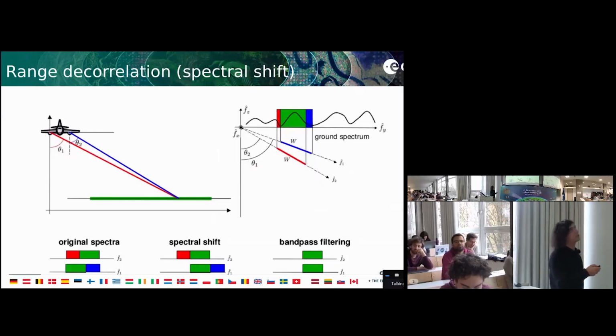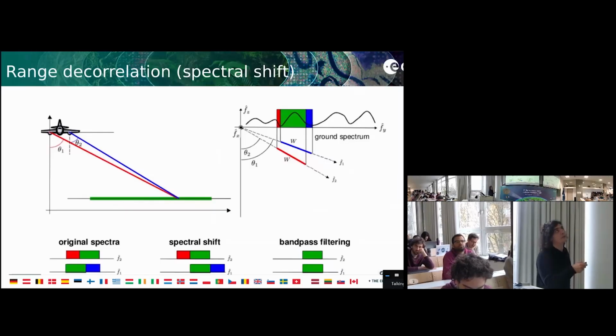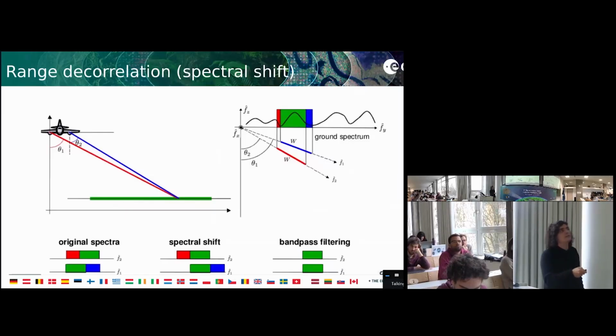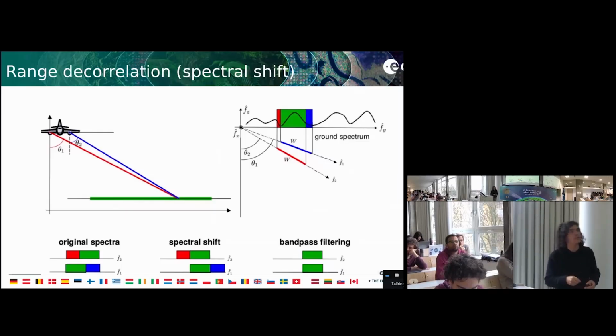This is a classical configuration. You have your first acquisition represented here in blue, the second in red. The common part is the one represented in green, and the uncorrelated part corresponds to the red and blue spectra here. There is one way to compensate for this effect. You just need to realign the spectra and to select the common part. And this way you eliminated the blue and red parts, which were not corresponding to the same ground spectrum domain.